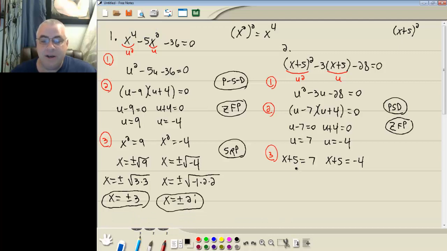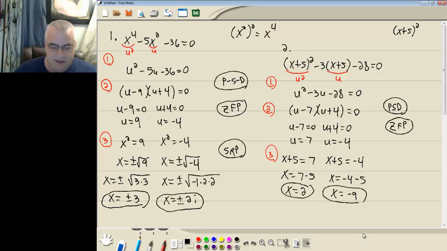Well, these are linear equations, so they're not very exciting. We take the 5 over, so we got x = 7 - 5, or x = 2. Here I'll take the 5 over, and we get x = -4 - 5, or x = -9. And those are our answers.